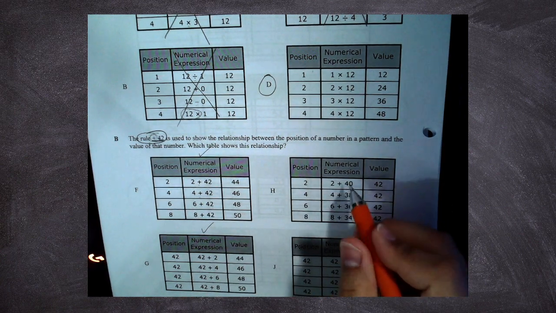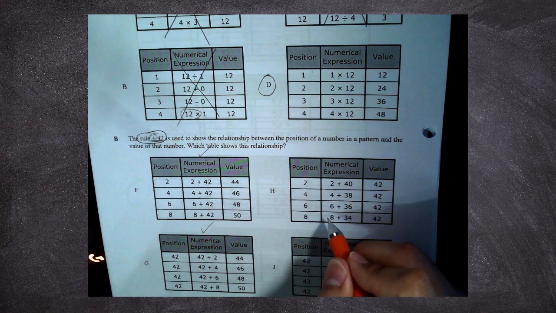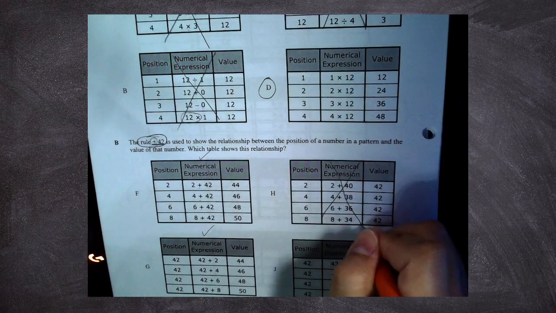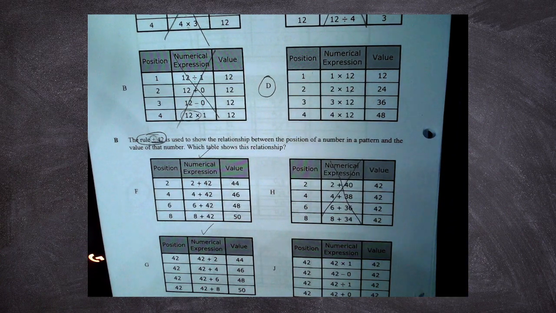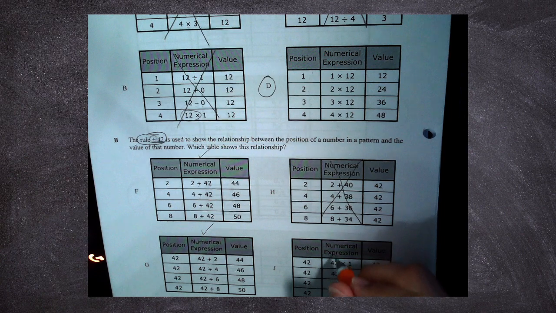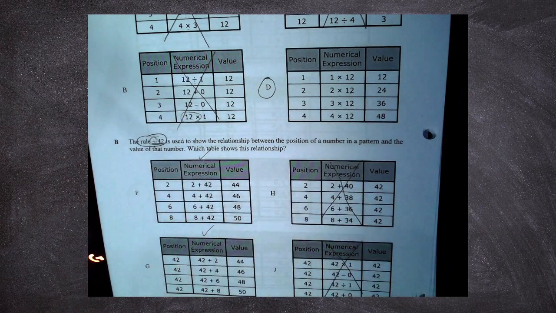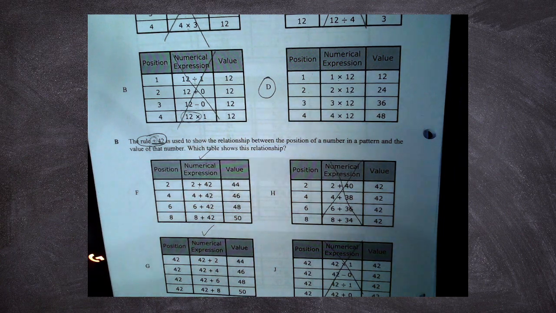It's got plus, but it's plus 40, plus 38, plus 36, plus 34, all sorts of different numbers. And what about J, Violet? No, it's got multiplication, subtraction, division, all sorts of other things. Okay, I've got a problem now. I've got two answer choices, and both of them followed my rules. So that means I gotta look a little more carefully at these answer choices.